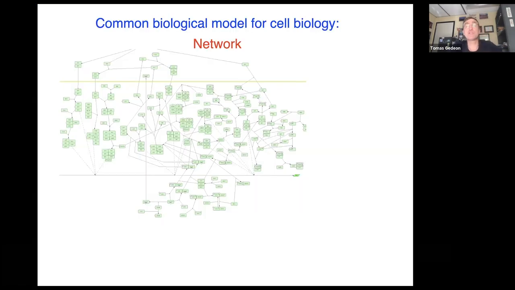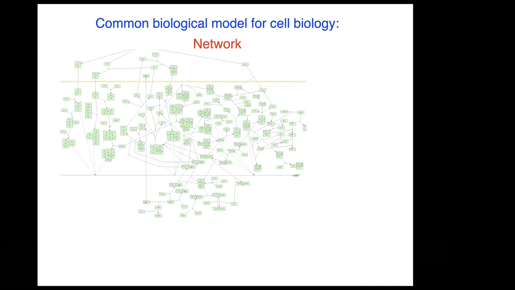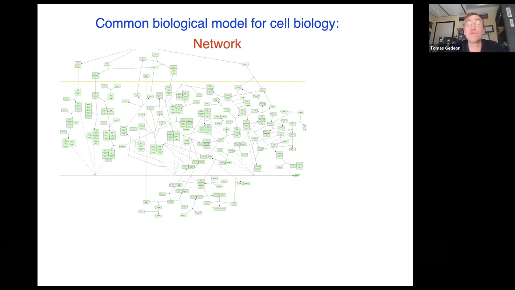What biologists think of as a network is something which looks like this. It's a great mess of vertices and edges. Edges are usually oriented, and they have either a plus or minus sign, which represents the information that the node, which is some kind of biochemical compound, gene, protein, or mRNA, is affecting the other node in either a positive or negative direction, i.e. upregulates or downregulates that target.